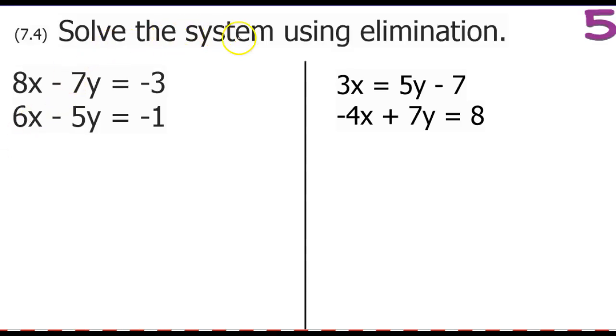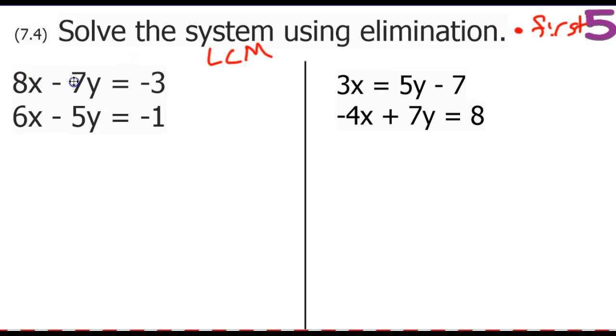Alright, now this is solving systems using elimination, but now we're going to use multiplication. We are multiplying first. So what we need to do is find anything that we could multiply to get the same number. We can't multiply 6 by anything to get to 8. We can't multiply anything by 5 to get to 7. So we're going to need to multiply both of our equations. We're going to try to find the LCM, or the lowest common multiple.